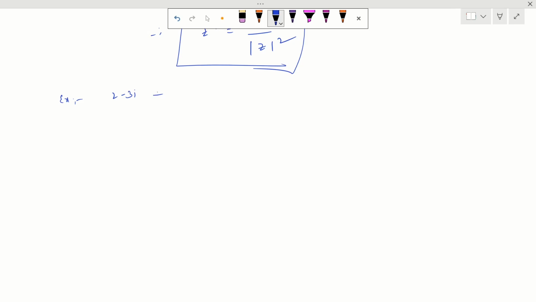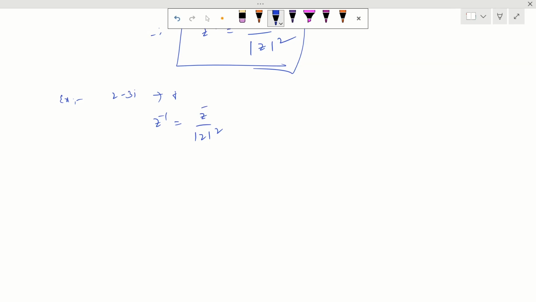We need to find here the multiplicative inverse of a number. So we need to find the inverse of the number, z inverse. Z inverse is what? Z conjugate divided by the modulus of z squared.